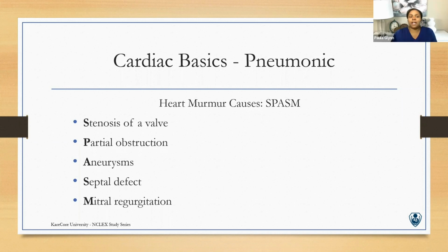So SPASM is first stenosis of the valve. There's partial obstruction somewhere with that. There may be aneurysm, or maybe related to septal defect or mitral regurgitation. So those are things that you want to think about when you hear heart murmurs, and to better understand what may be causing them, and so on.